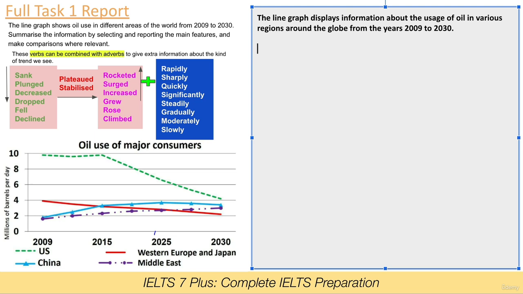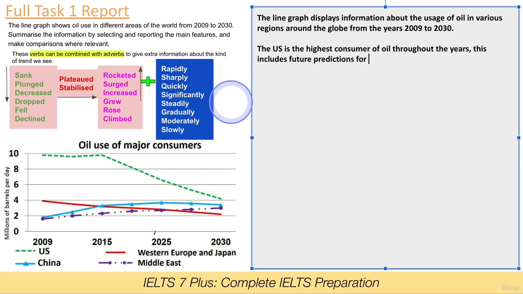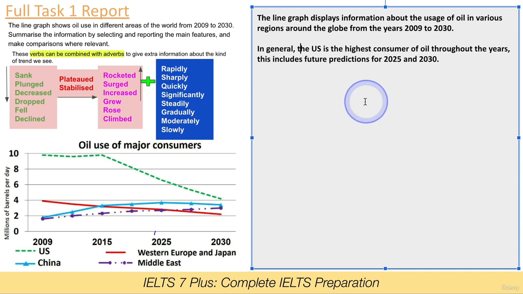So our sweeping statement, we want to talk about the US. The US is the highest consumer of oil throughout the years. This includes future predictions for 2025 and 2030. Oh, let's start this with a nice phrase, like in general, actually. In general, the US is the highest consumer of oil throughout the years. This includes future predictions for 2025 and 2030.